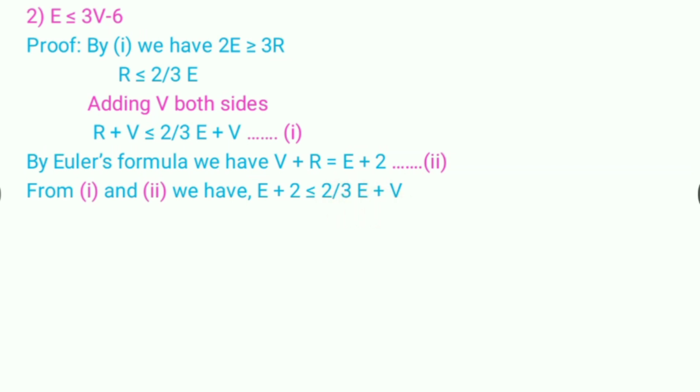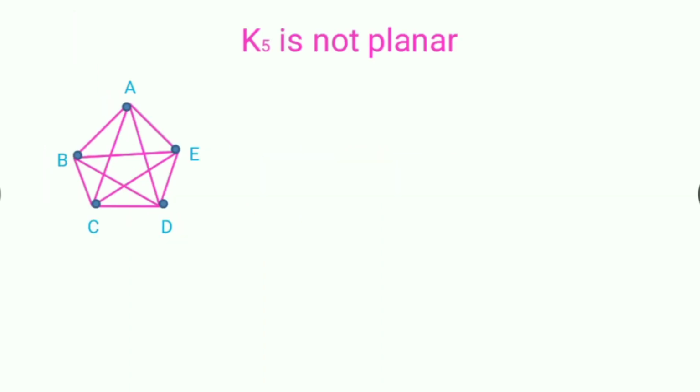Now we'll multiply by 3 throughout the equation. So 3e plus 6 is less than or equal to 2e plus 3v. We'll bring this 2e to this side. So it will become e less than or equal to 3v minus 6. So e is less than or equal to 3v minus 6. That's what we had to prove.